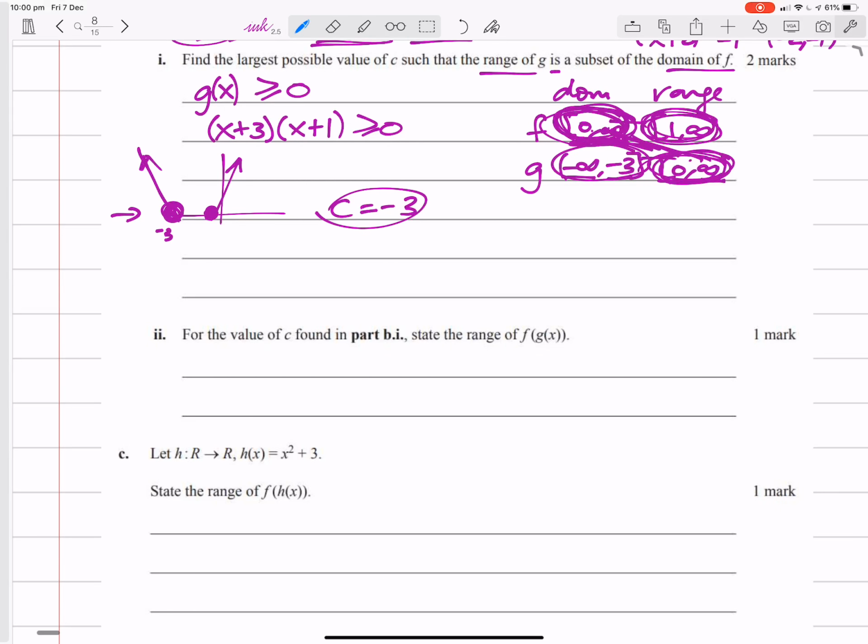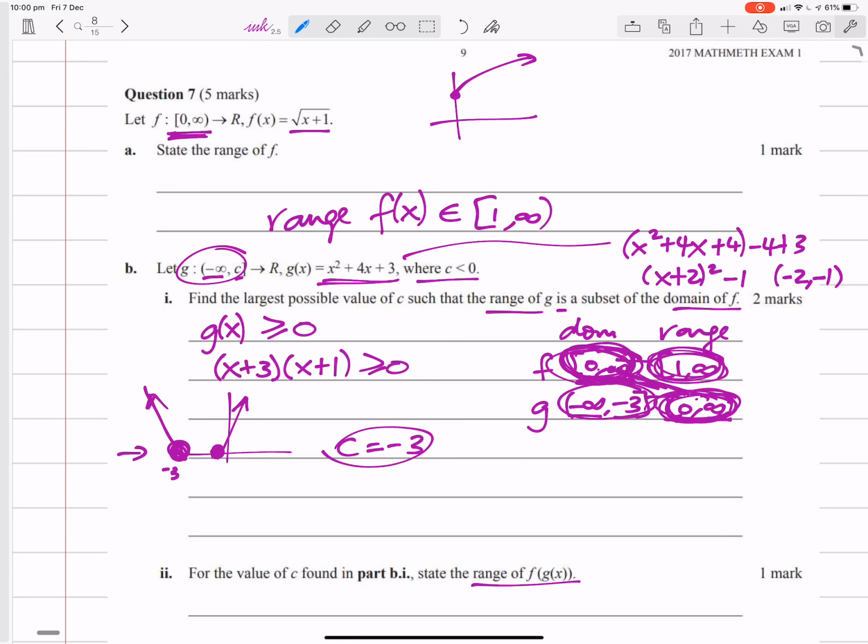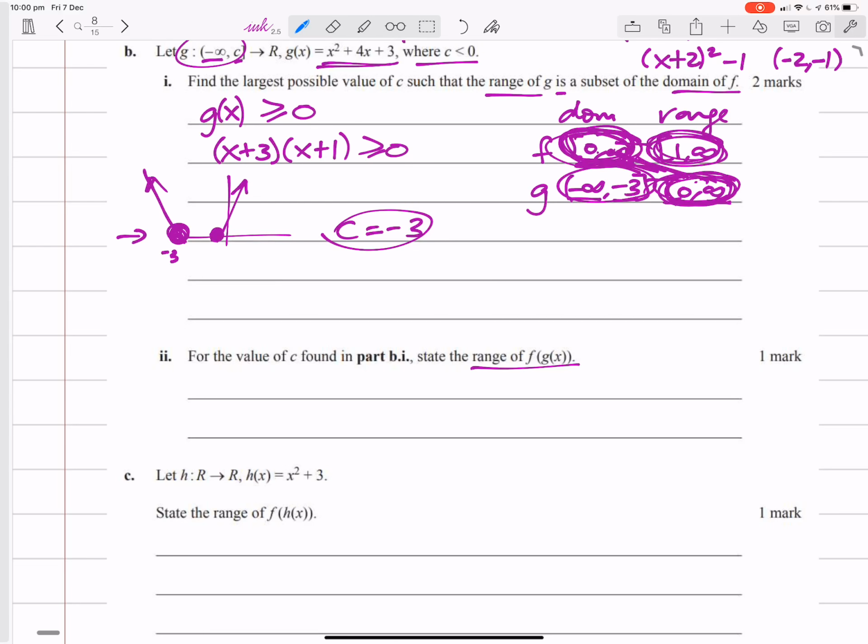So because our domain and range are the same, our range here and our domain here are the same, that means that the range of f of g of x is going to be the same as the original function, which is the range of f of g of x is from 1 to infinity.